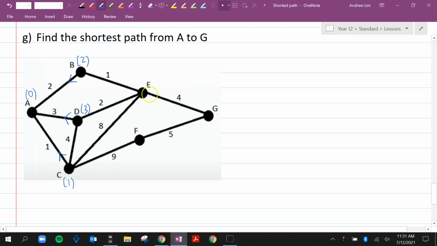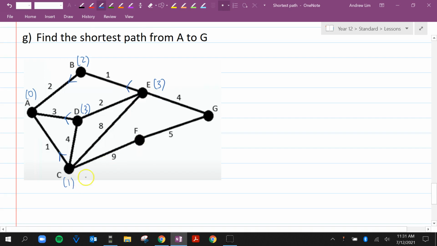Alright, the next one I'm going to go to is E, because I can see that there are 3 edges attached to it, coming from vertices that we have visited, where I've identified the lowest weight already. So 2 plus 1, 3, 5, or 9. So it's going to be 3, which is from the 1.